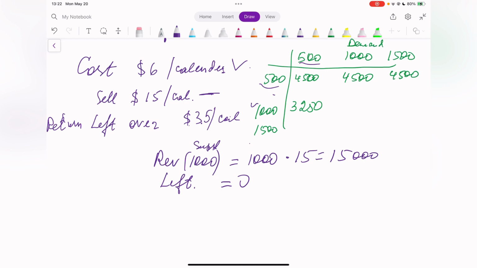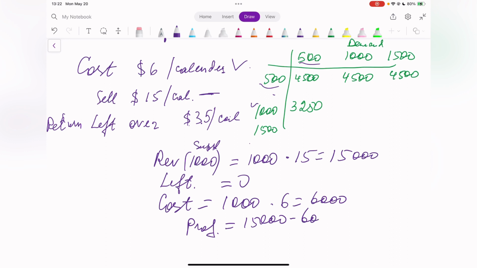Then cost is gonna be 1,000 times 6, right? 6,000. All right, and the profit is gonna be practically 15,000 minus 6,000. It's gonna be 9,000. Okay, and accordingly for 1,500 demand, it's gonna be same 9,000.